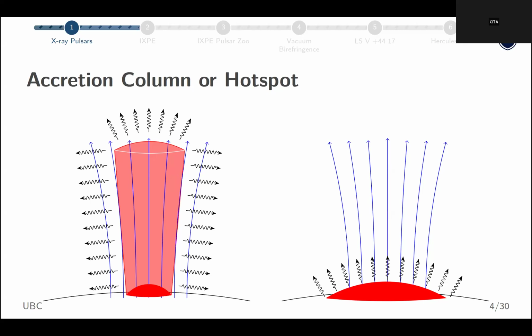Can I ask a question? Yeah. So I'm curious, is the X-ray emission a function of the distance from the star? Oh, you mean along this column? Yeah. So in the original models set out by Becker and Wolff, they kind of just do it in bulk, but I can get into a picture.